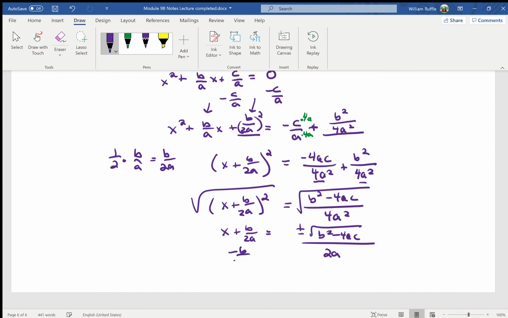Now if I do minus b over 2a on each side, if you notice, my denominators are already the same, so I get x equals, since the denominator is the same, I'm just going to write it as one big fraction, negative b plus or minus square root of b squared minus 4ac all over 2a, and that is the quadratic formula right there. So it's just a quick little proof.